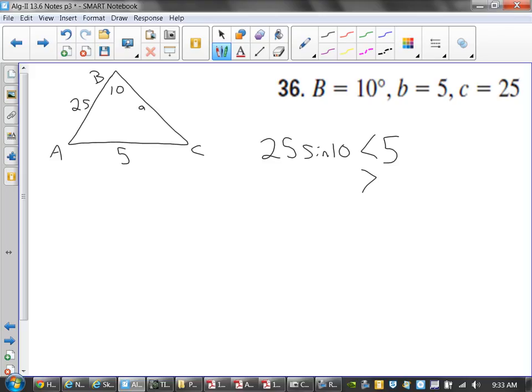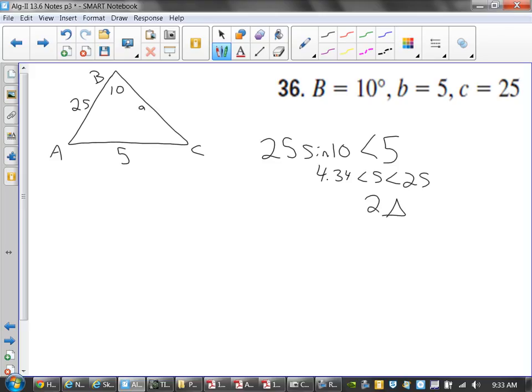So in the calculator, what is 25 times the sine of 10? It's less than 4 point something, right? Yeah, 4.34. Which is smaller than 5, which is also smaller than 25. So that means that we're going to have to solve for two triangles.